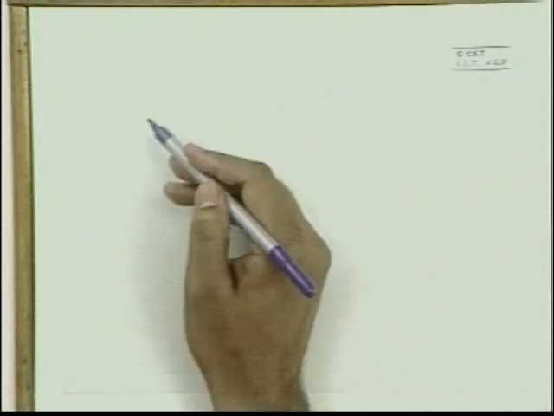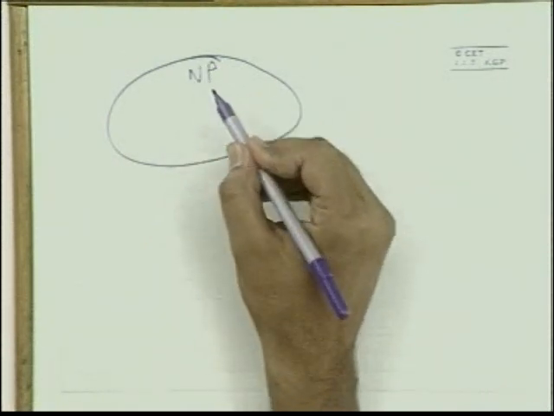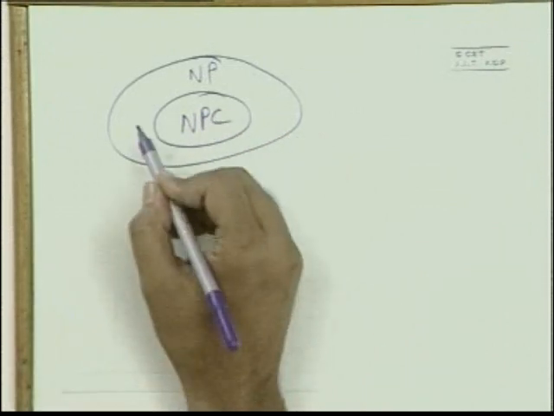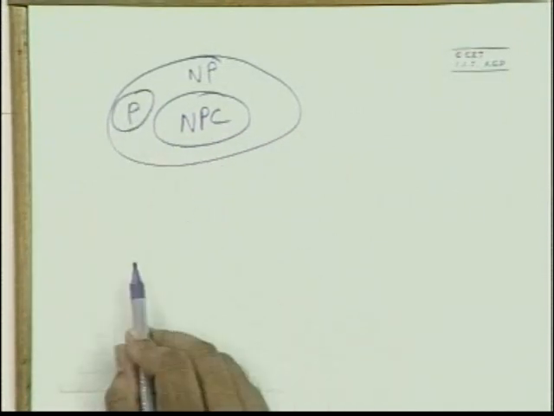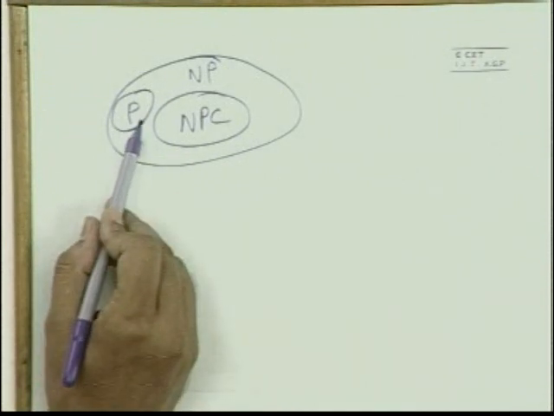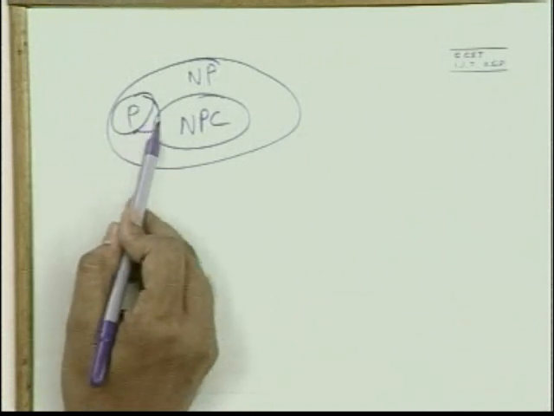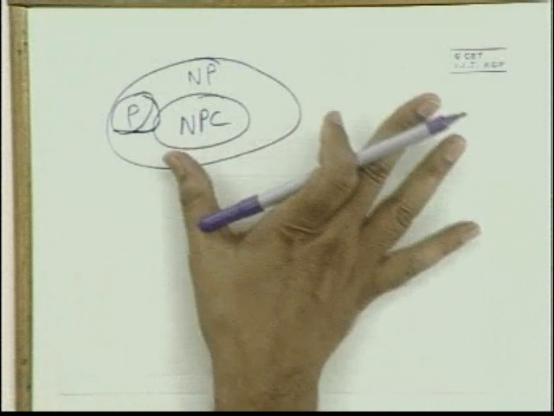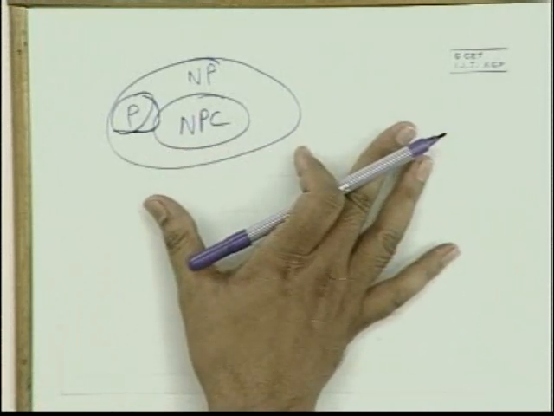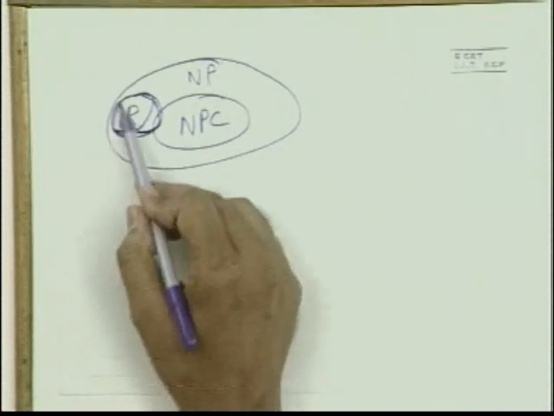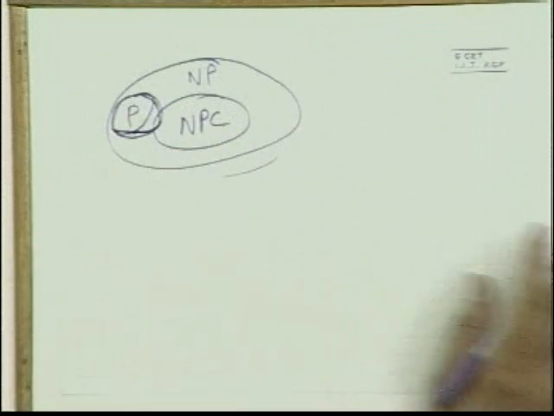Now, what is the scenario now? We have all these things, what we know now. We have this class business here. We know this is the NP class. Somewhere NPC, NP complete problems, are residing here. P we know is residing somewhere here. But nobody knows whether P has an intersection with NPC. If this is the case, then by our theory, if there is an intersection between P and NPC, then NPC, P, NP are all the same.